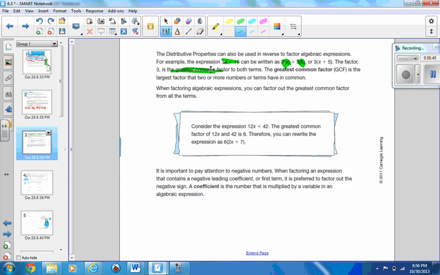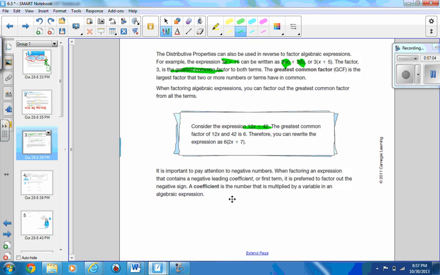So consider the expression 12x plus 42. The greatest common factor of 12x and 42 is 6. Think of the multiples of 12 and 42. Therefore, you can write the expression as 6 times the quantity 2x plus 7.